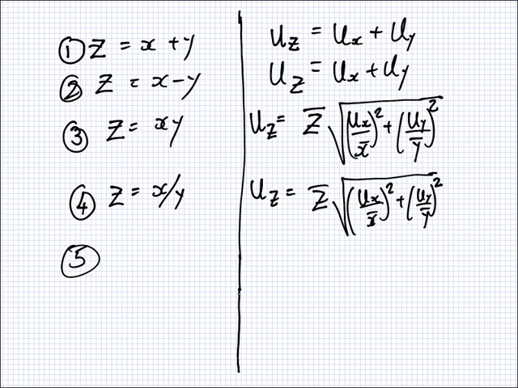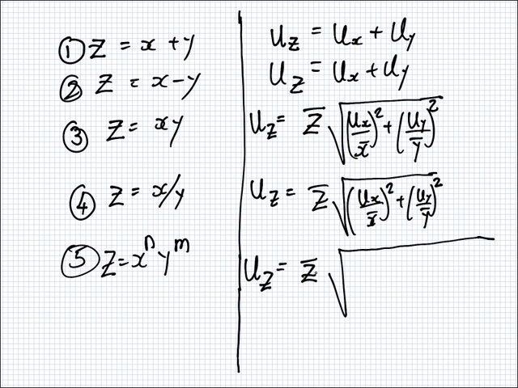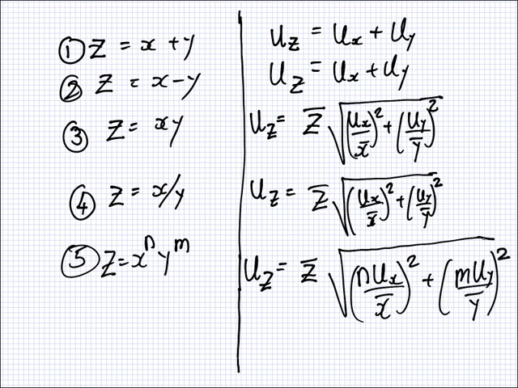Okay, got that? The next one is if you have powers. Let's say z equals x to the power n, y to the power m. How do the uncertainties combine here? As follows. uz equals z bar times the square root of n ux over x bar, squared, plus m uy over y bar, squared.